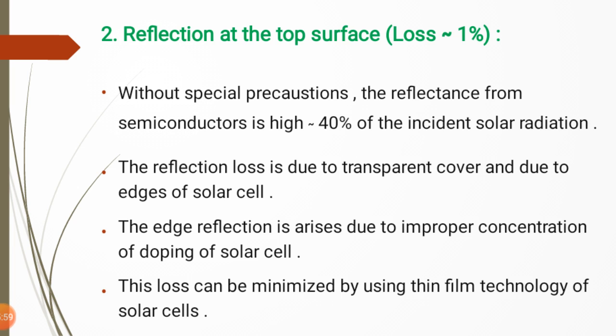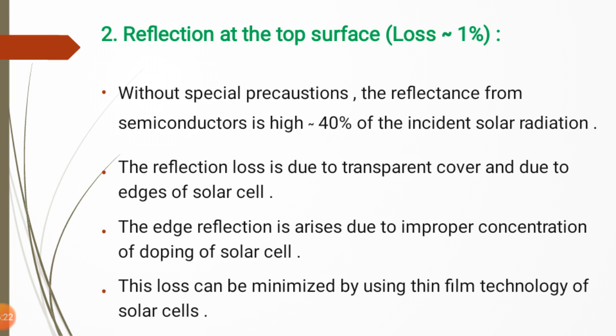So if we take proper precaution for that, then we are able to obtain good efficiency for the solar cell. The reflection loss is due to the transparent cover and due to the edges of the solar cell. Generally in a solar cell, the reflection loss occurs due to the transparent cover at the top surface, and also from the edges of the solar cell.